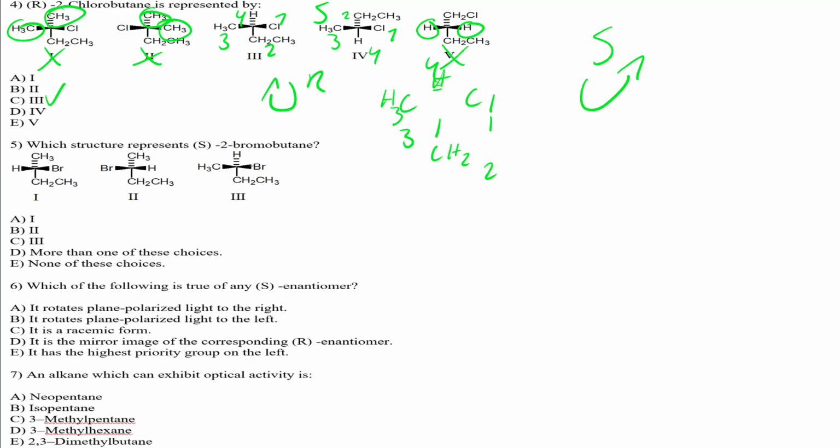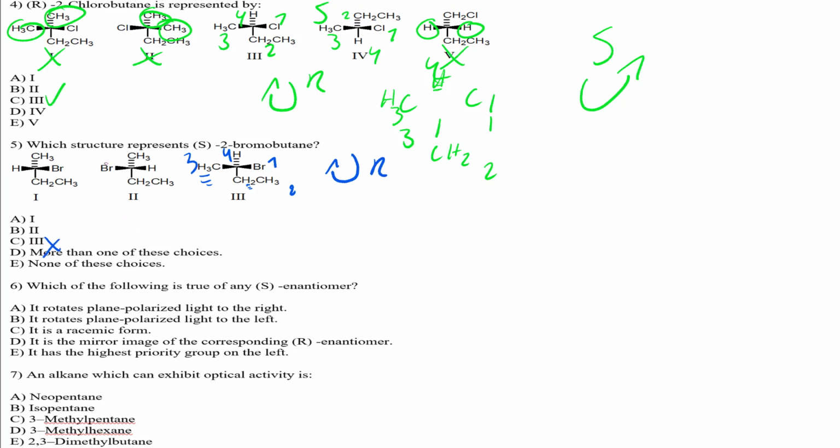Let's do it. We have priority number 1. The bromine has a higher atomic number. That's 1. I'd rather have a CH2 than a CH3, so I'm going to go 2, 3, and 4. My lowest priority group, sometimes it's not hydrogen, but in this case it's going to be hydrogen. My lowest priority group is in the back, and so we continue as normal. So 1, 2, 3. Okay, that's R. And 3 is incorrect because we're looking for S.